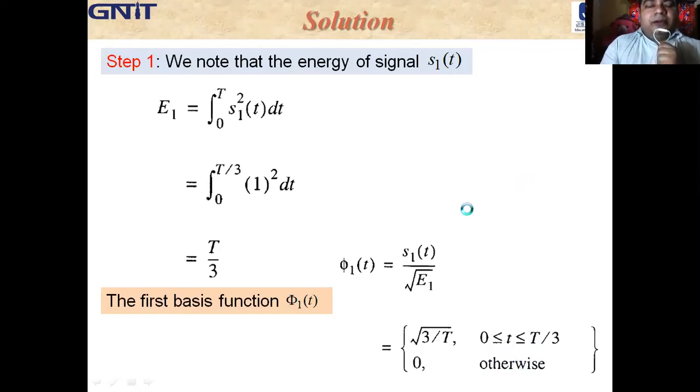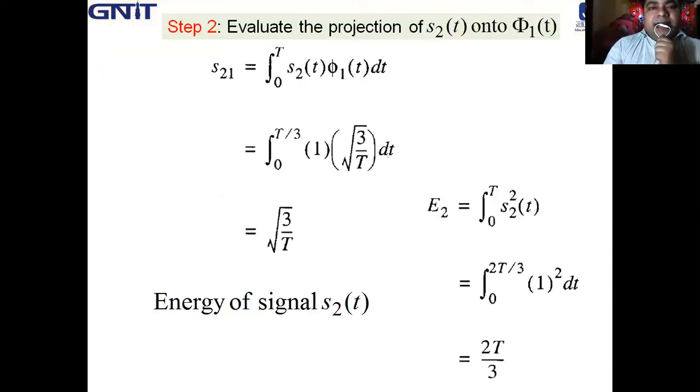Now move to the construction of the second basis function. To move to the second basis function, first we need to determine S21. That is the projection of signal S2(t) on the basis function phi 1(t), which can be determined as the integration from 0 to T of S2(t) phi 1(t) dt.